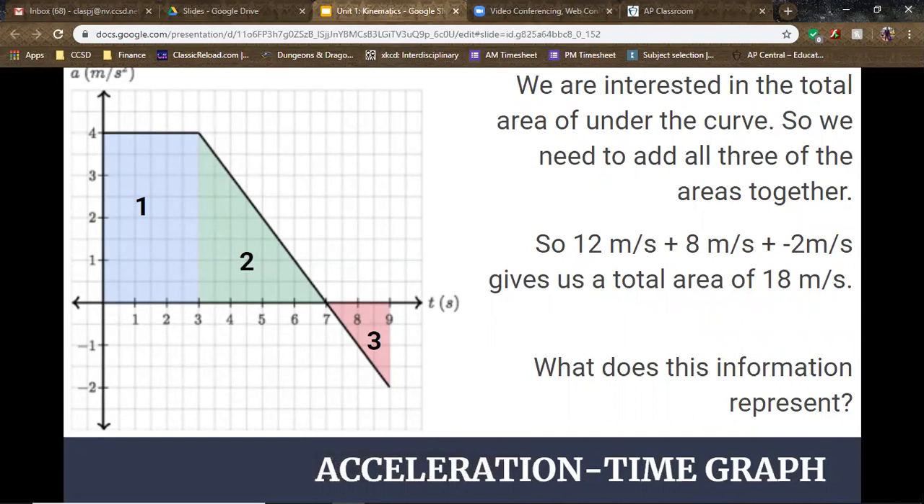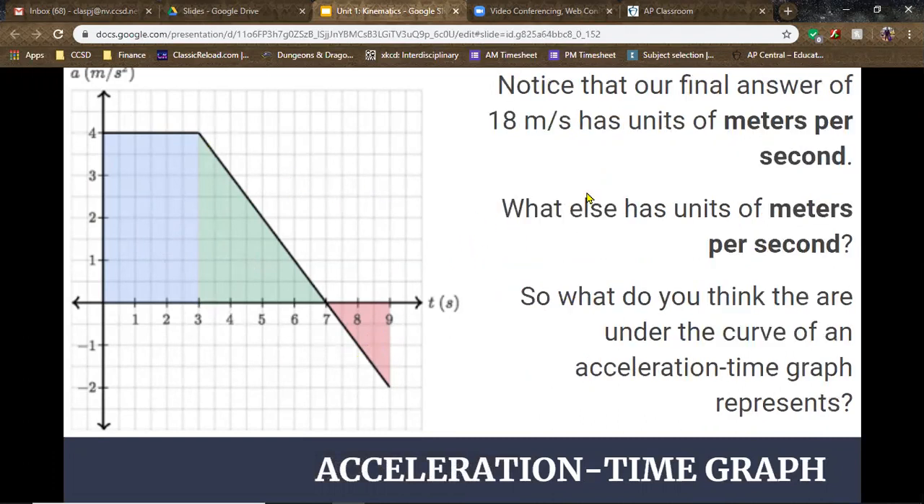I calculated the area under the curve. We calculated the area under the curve on this acceleration time graph. But what information does that tell us? Well, look at the units. What were the units of the total area? Meters per second. So I'm guessing that the information I get from the area under the curve has something to do with velocity. And that would be correct.